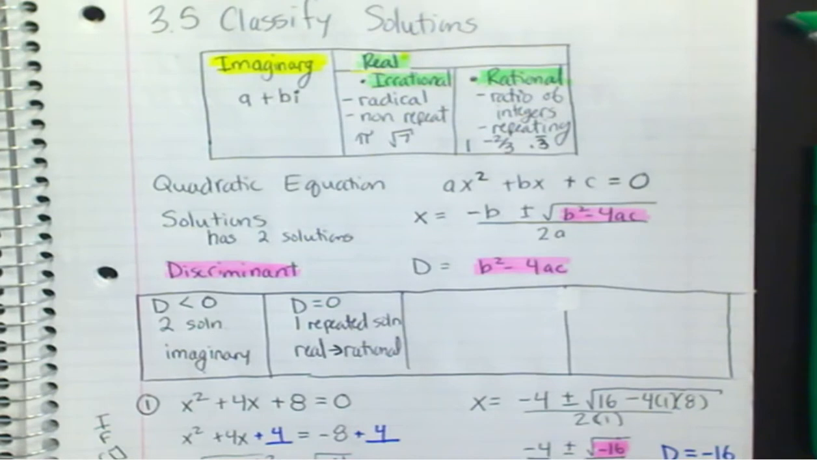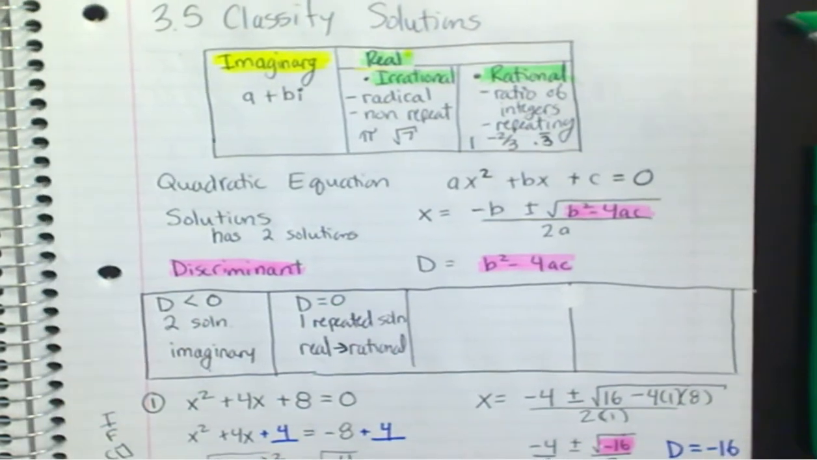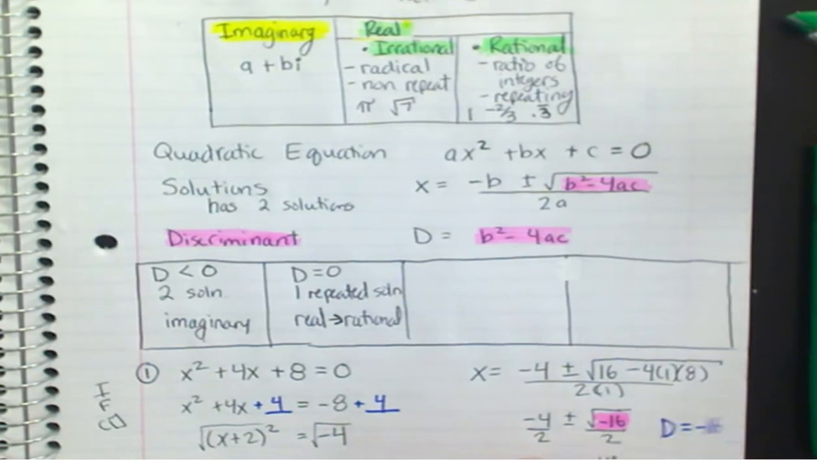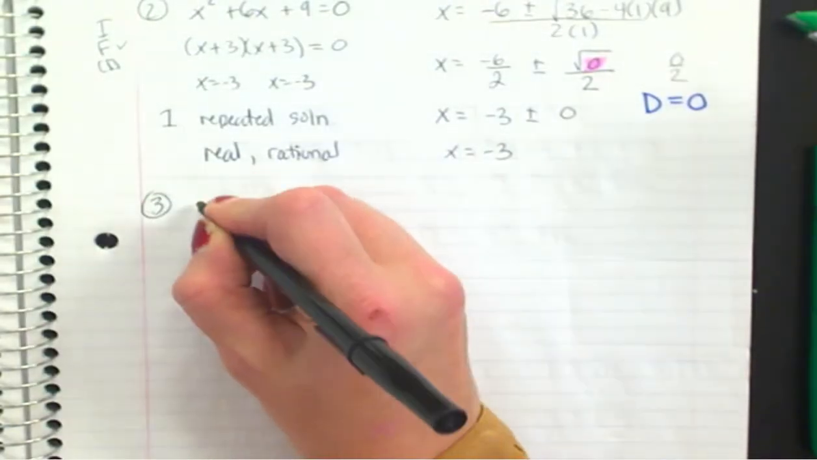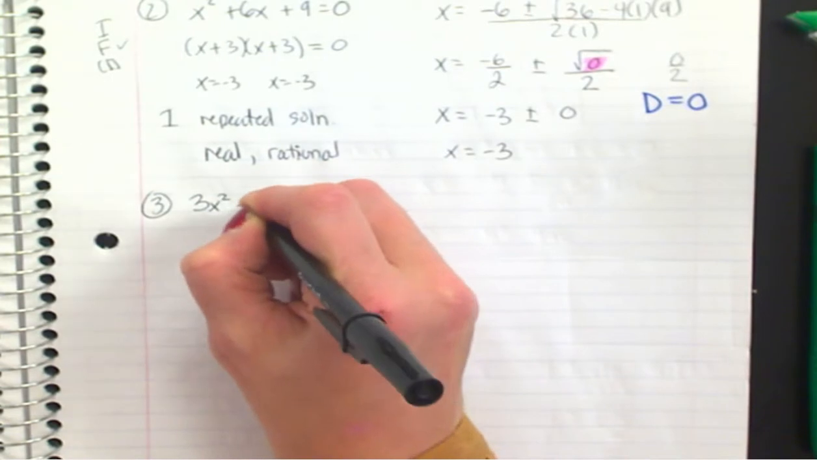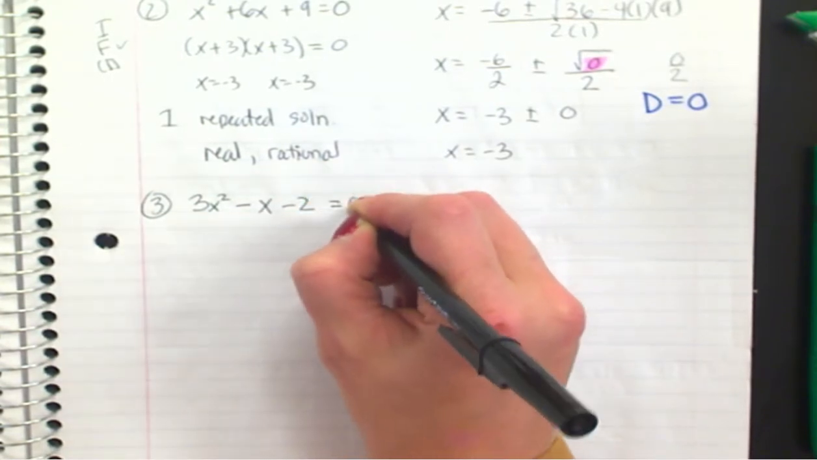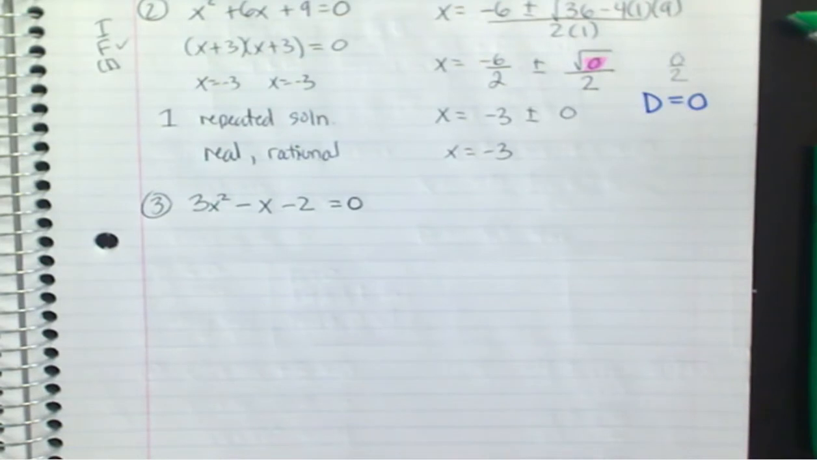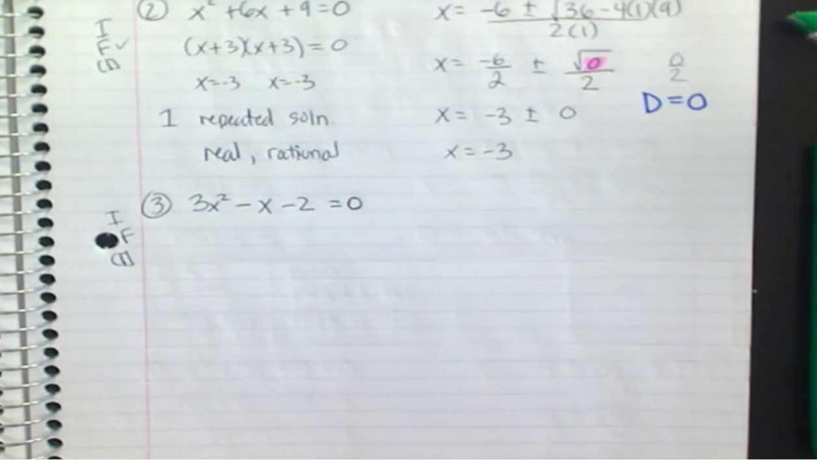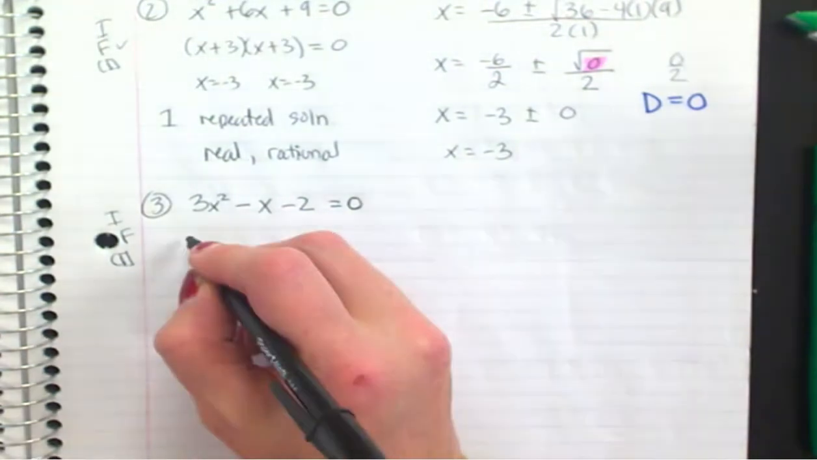All right. Almost there. Okay. Third question. Make it fancier. 3x squared minus x minus 2 equals 0. Isolate, factor, or complete the square. I'm going to try factoring.